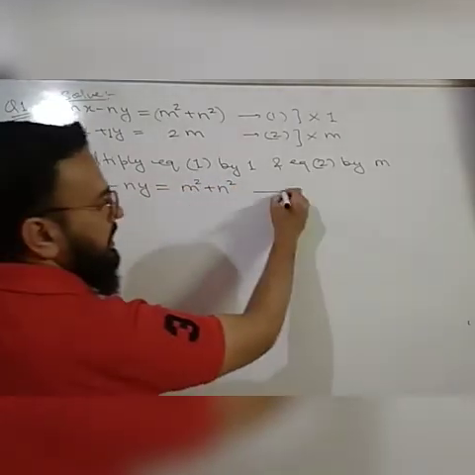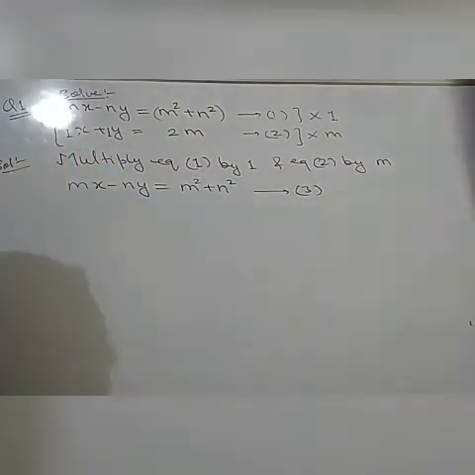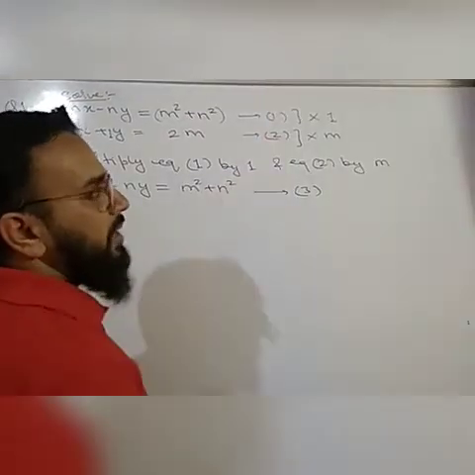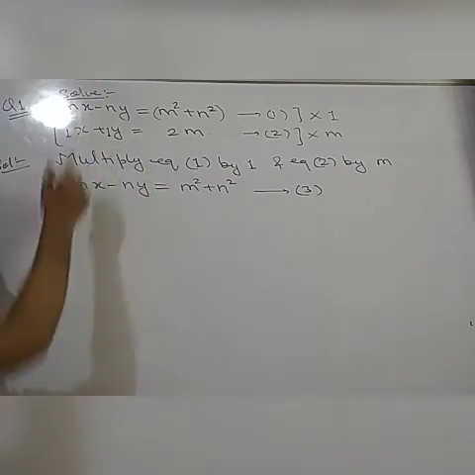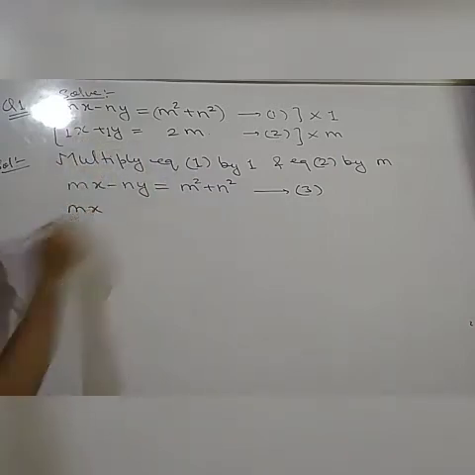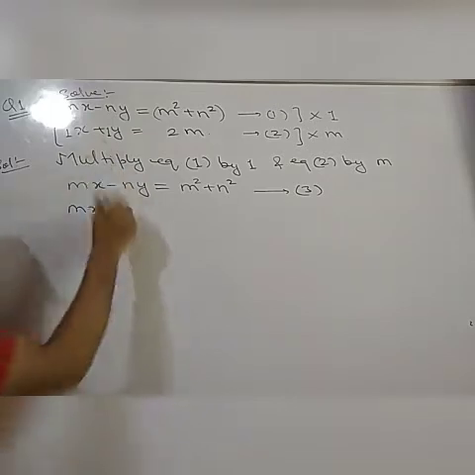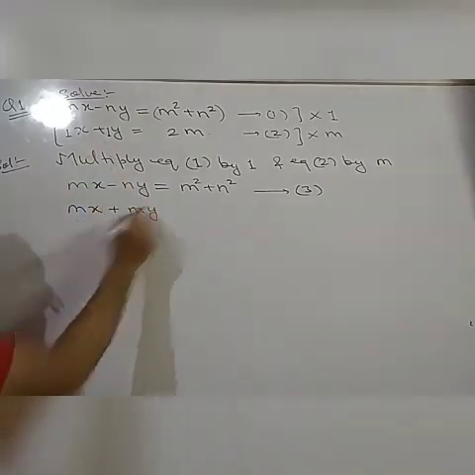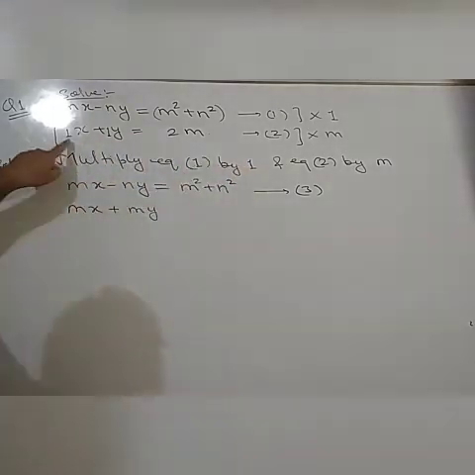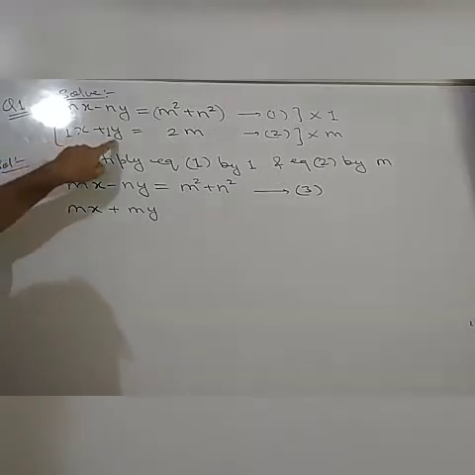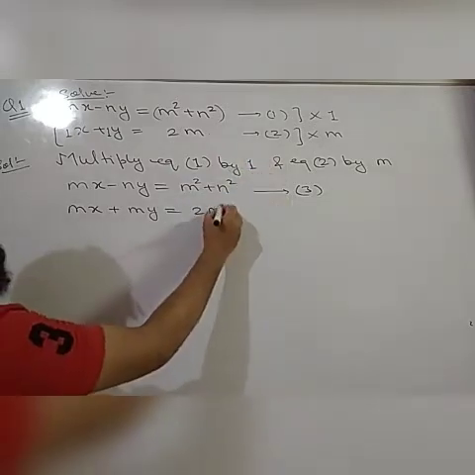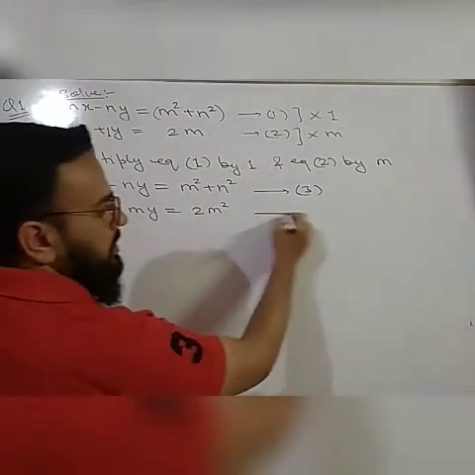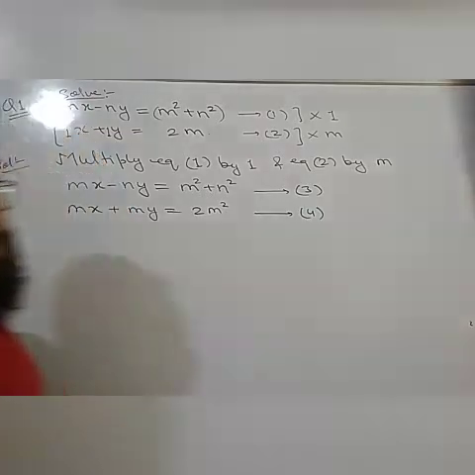Now we will consider it as equation number 3. And when the second equation is multiplied by m, it will be m into 1x, which is mx, and m into 1y, which is plus my. When m is multiplied in this term, it will be m times x, m times y, and this will be equal to 2m into m, which is 2m square. Let us consider this as equation number 4.